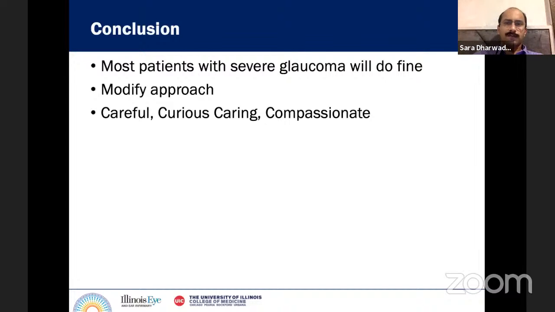Thanks a lot, Professor. Yeah, we have some questions here. We'll just take a couple of questions and then stop. Sure. So do you make any changes in your operative technique while doing trabeculectomy in such patients, as far as the technique is concerned? Or would it be the same?